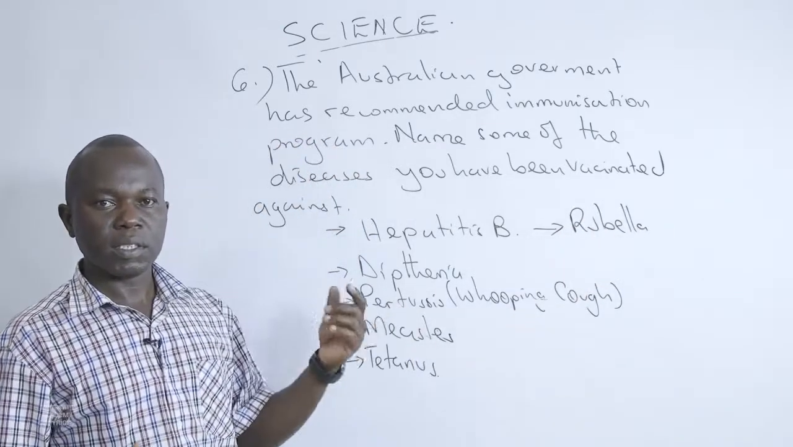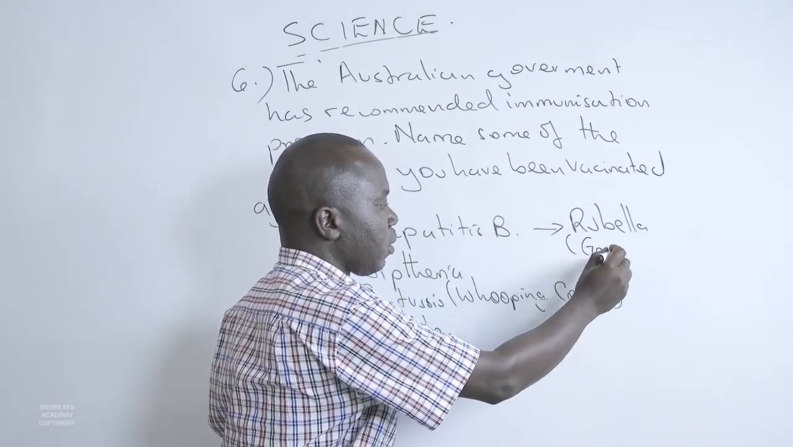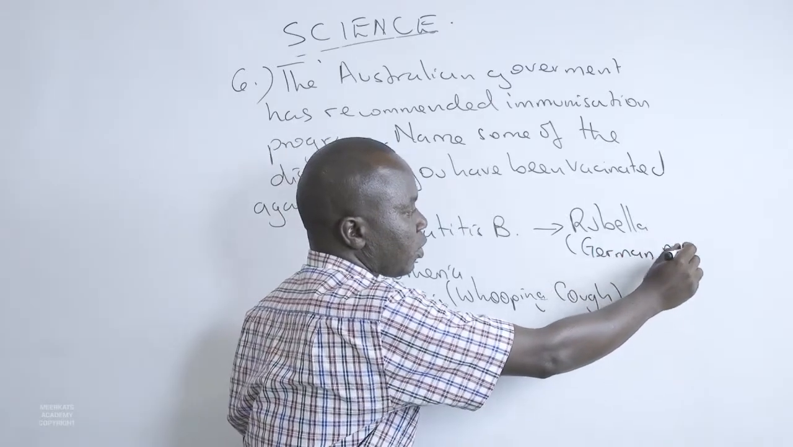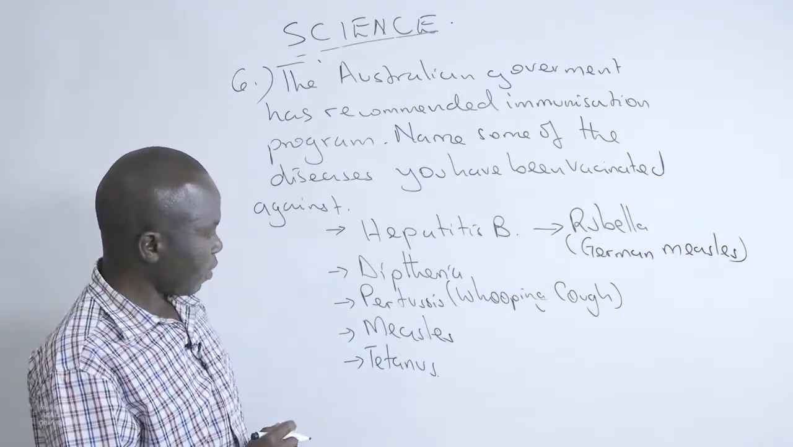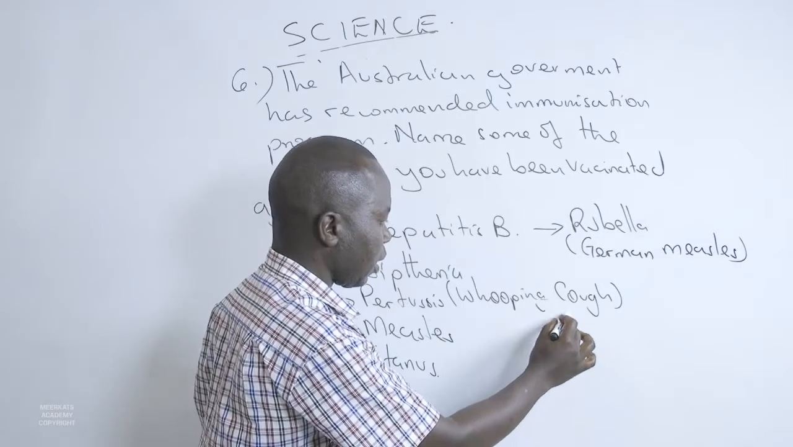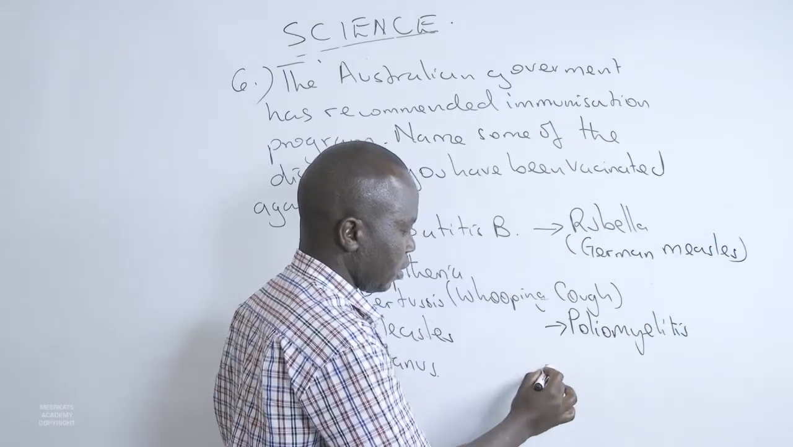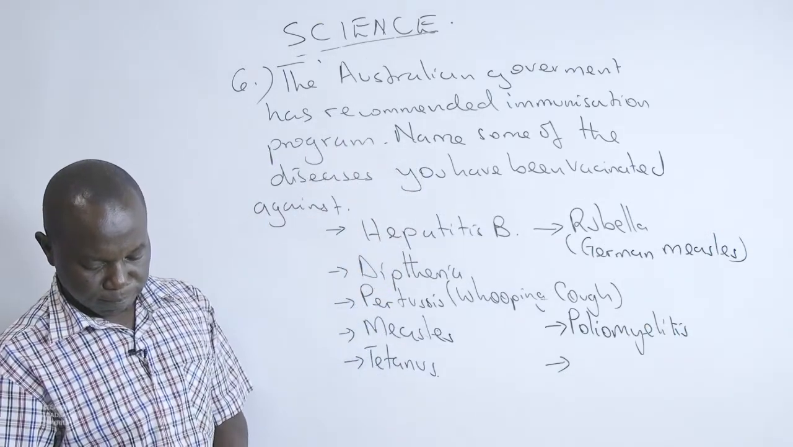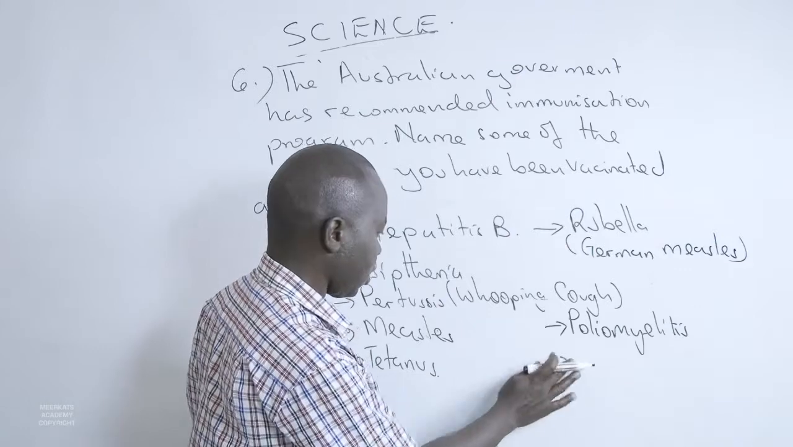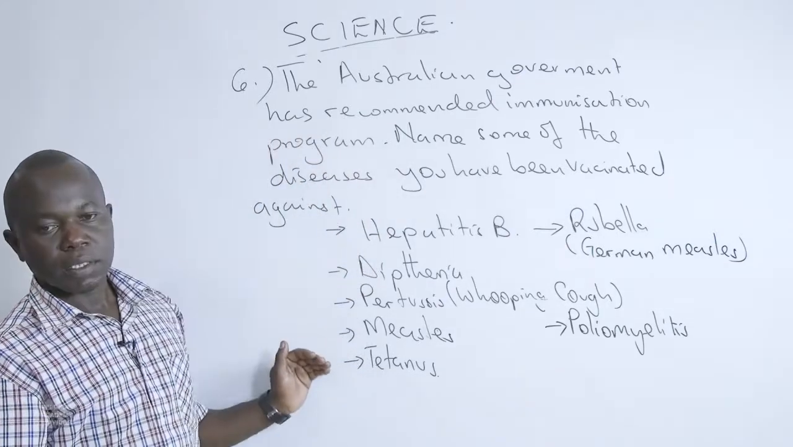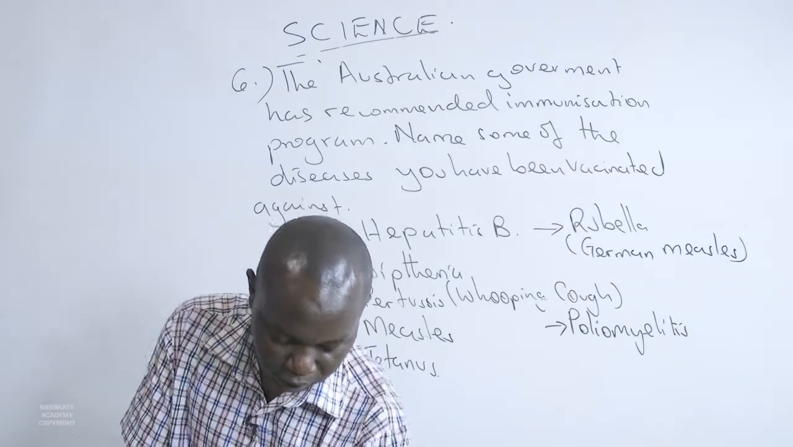So we came across this disease some time back. We gave it another name. It's also called German measles. And then, without forgetting others like poliomyelitis. Do we have tetanus here? No. Oh, tetanus is there. So those are the major diseases I'm very sure that you have been vaccinated against.